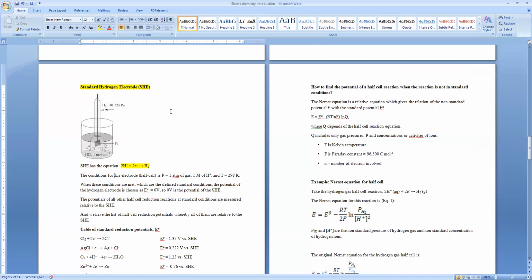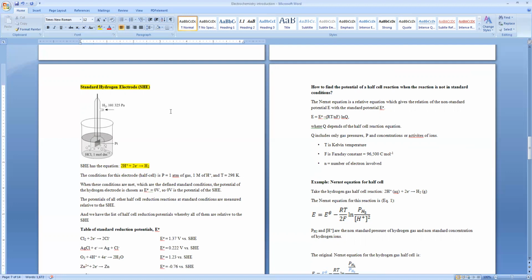Because before we choose the reaction as a standard reaction for potential measurement, we must specify the conditions, such as pressure, temperature, and concentration.